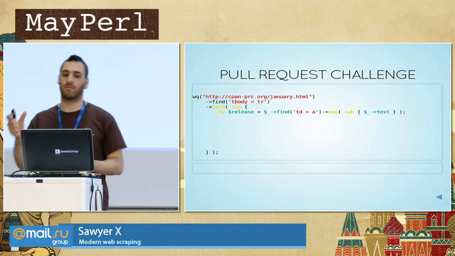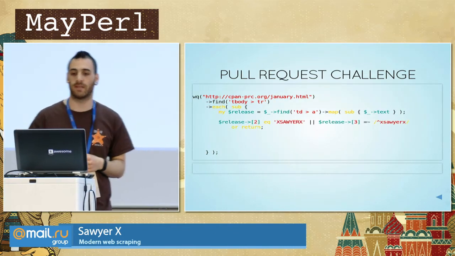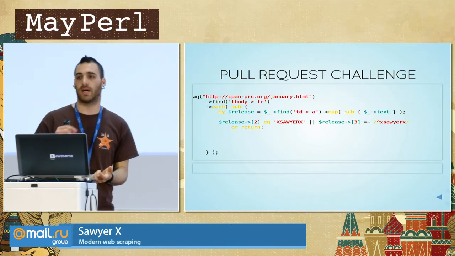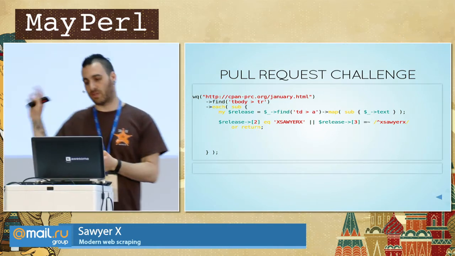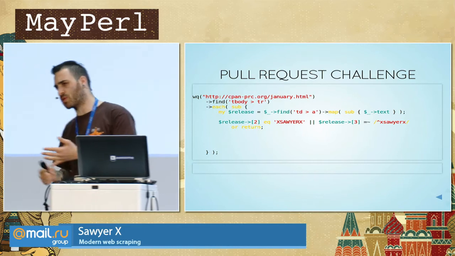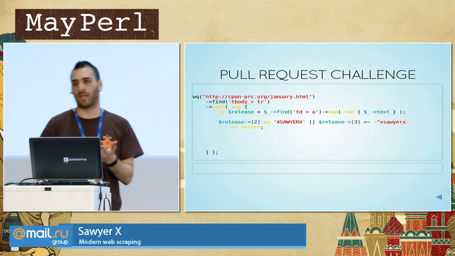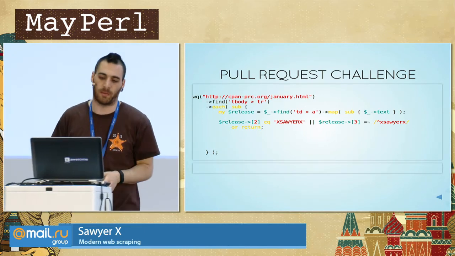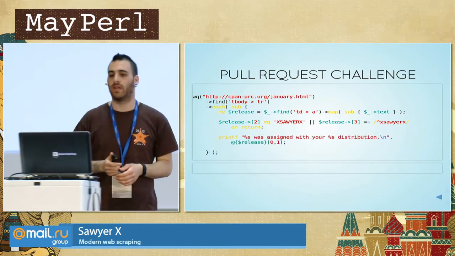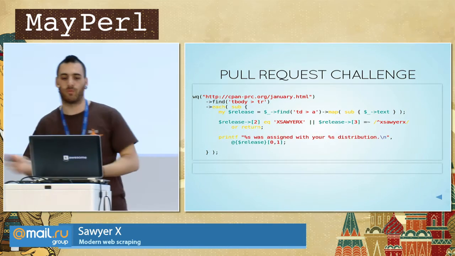Inside it, I find the link for the release. Inside it, I get for that release. I actually check two different fields. One was, am I the last person who released it? And two is, is it mine? Which are two different things in CPAN. So I check both of these. And if it is, I print it out, which is very nice.